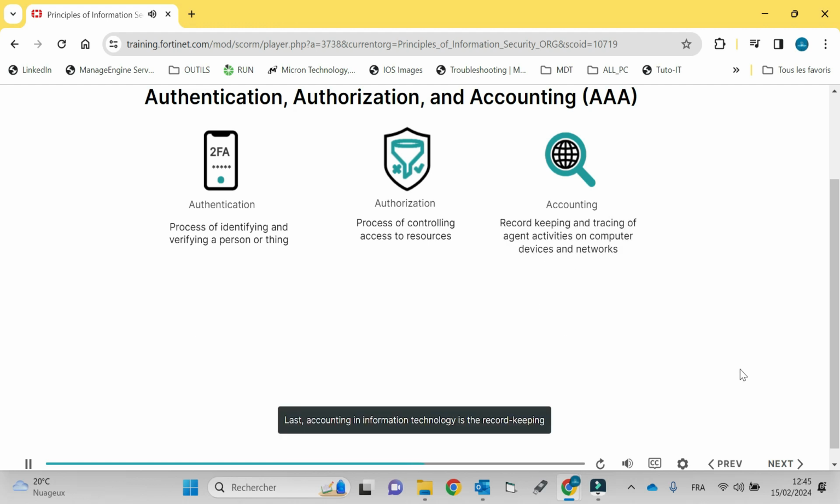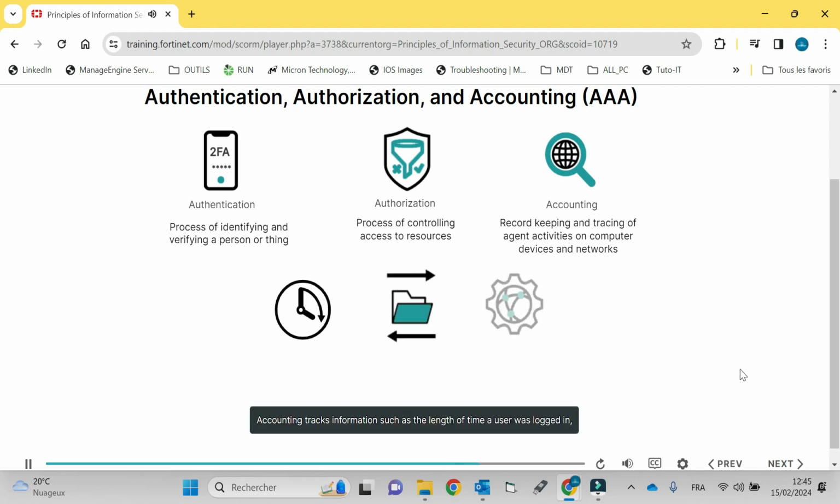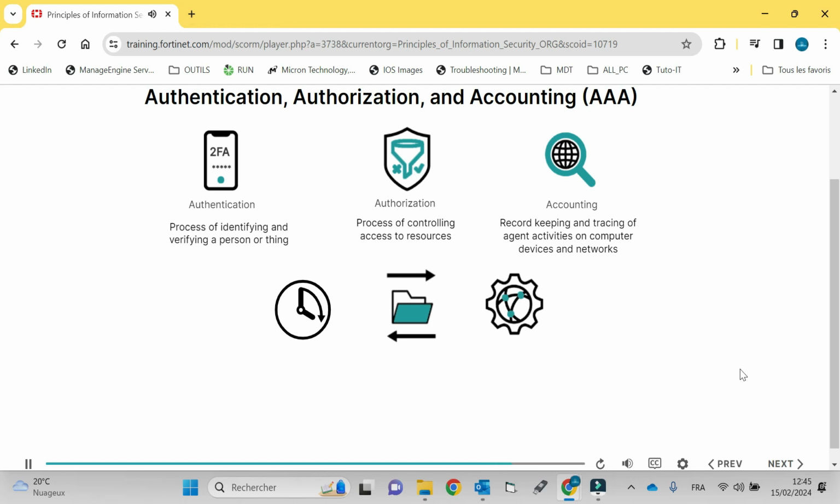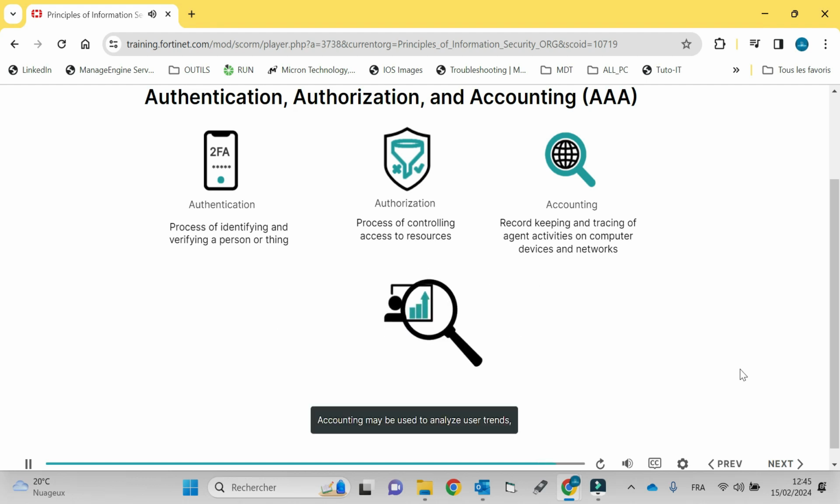Last, accounting in information technology is the record-keeping and tracing of agent activities on computer devices and networks. Accounting tracks information such as the length of time a user was logged in, the data they sent or received, their Internet Protocol (IP) address, the Uniform Resource Identifier (URI) they used, and the different services they accessed. Accounting may be used to analyze user trends, audit user activity, and provide more accurate billing.